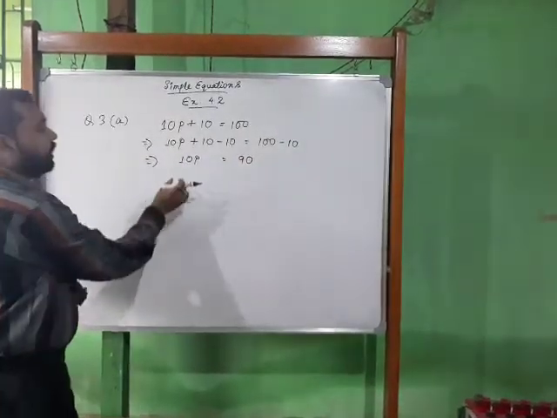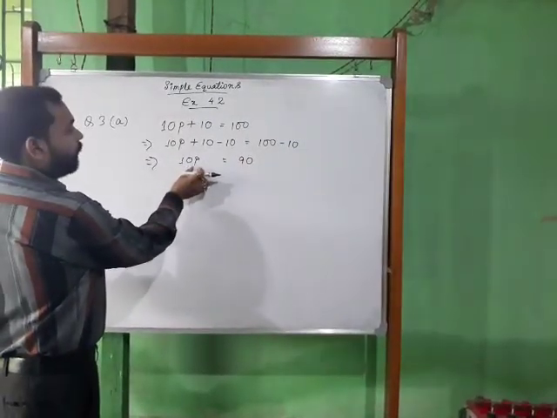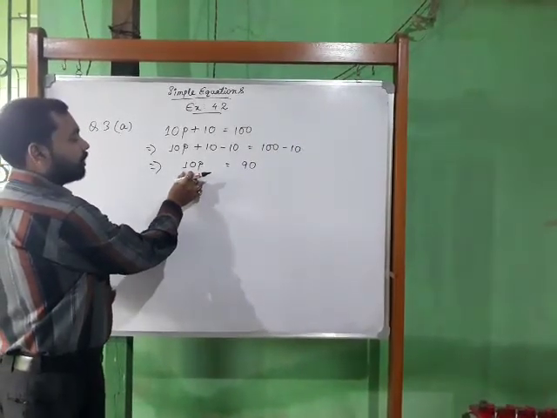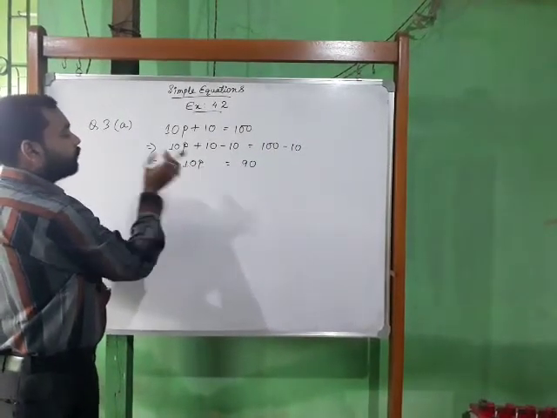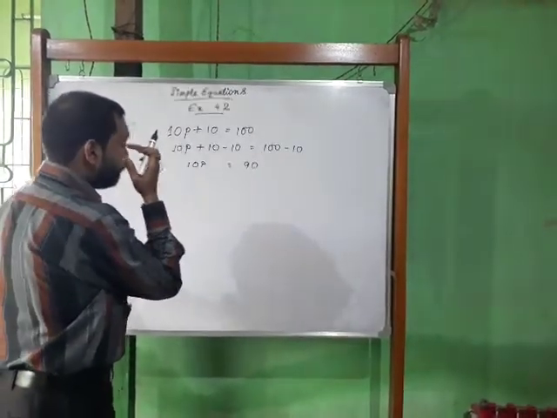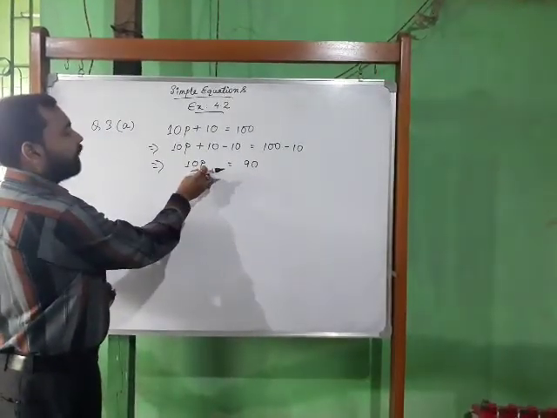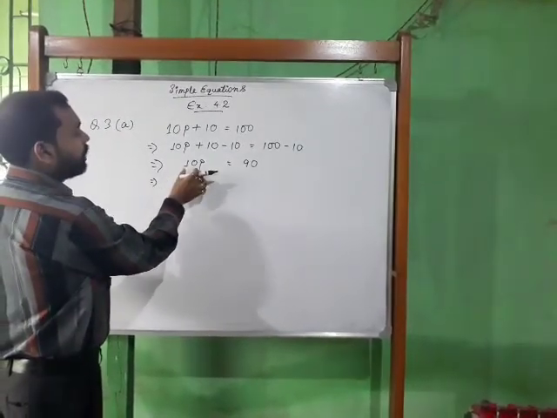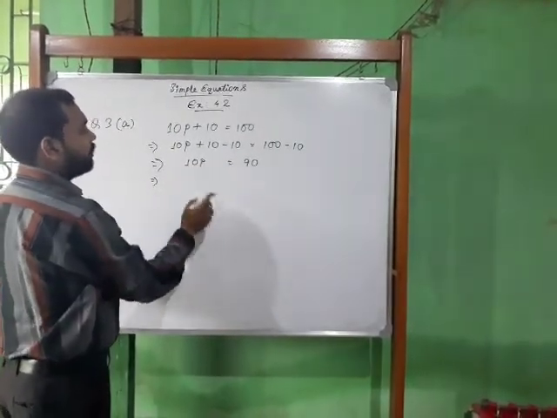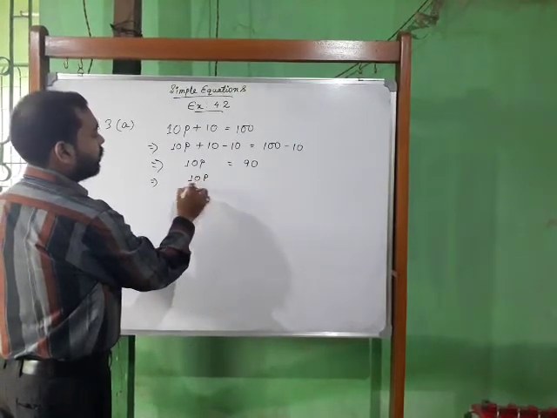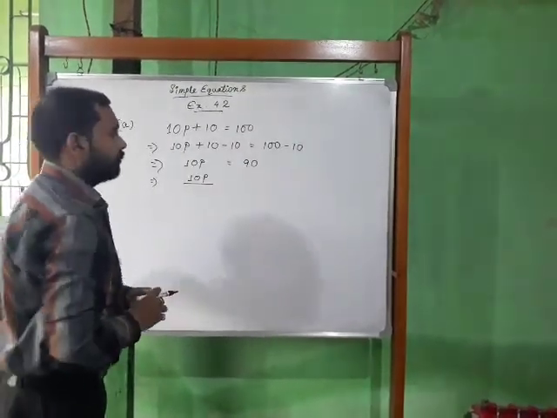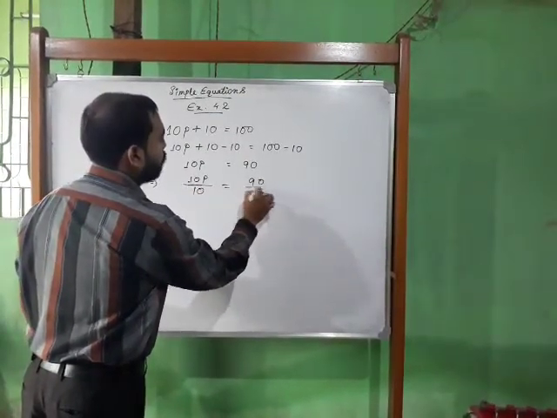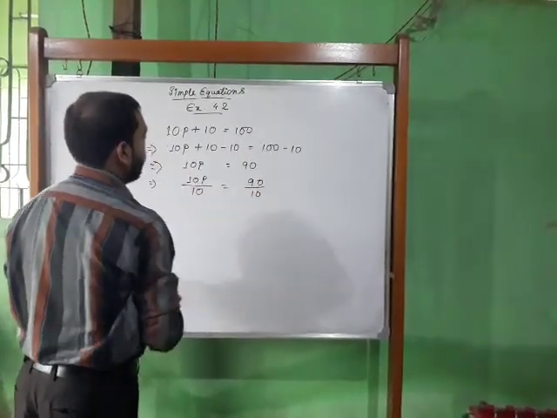Now again you can see with this variable p there is a coefficient 10. Now we have to make it 1 because we have to find the value of p. So what we will do? We will divide this 10p by 10 so that it will become only p equal to, so on the right hand side also again we have to divide it by 10.